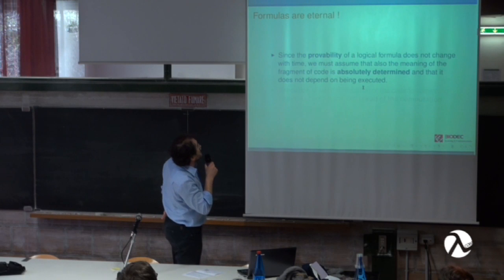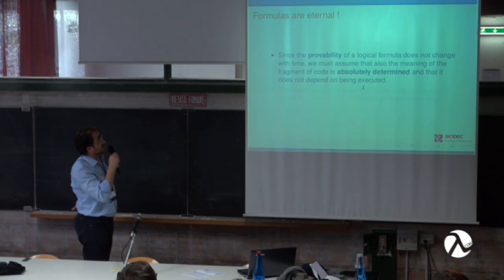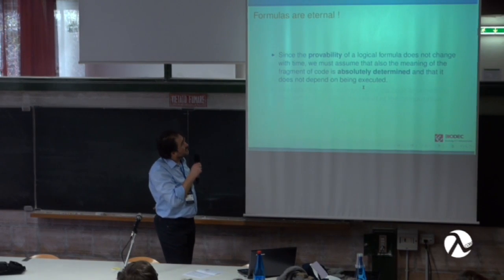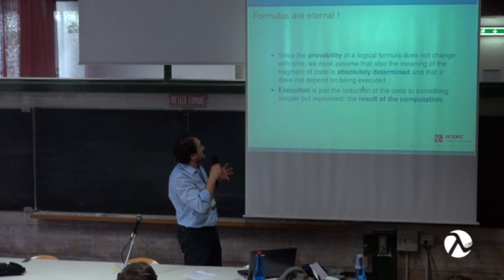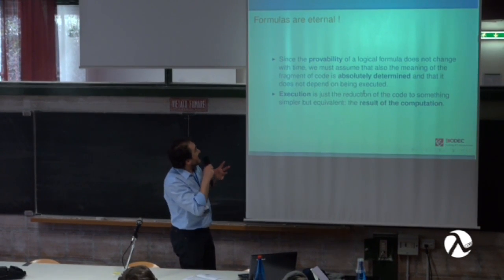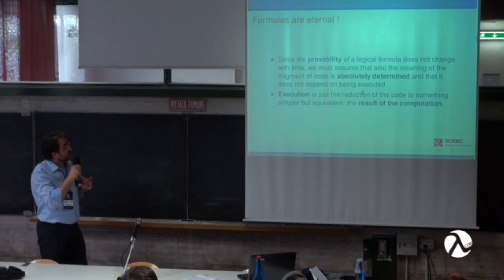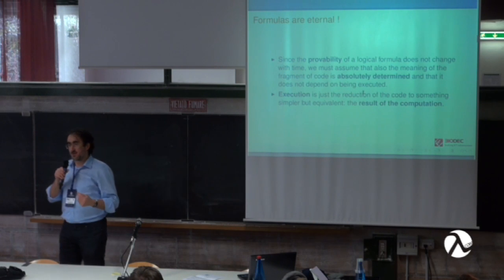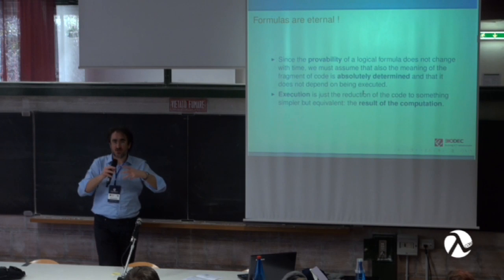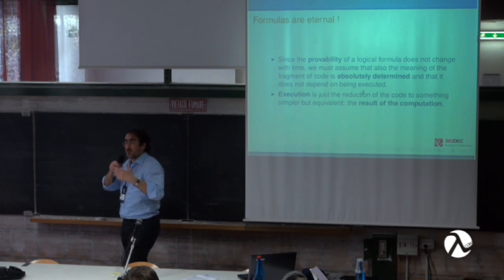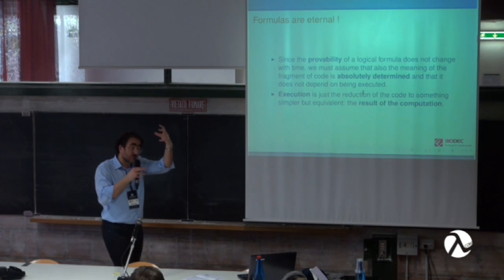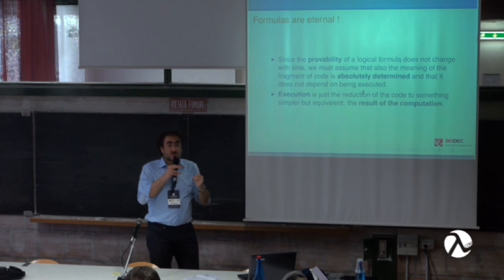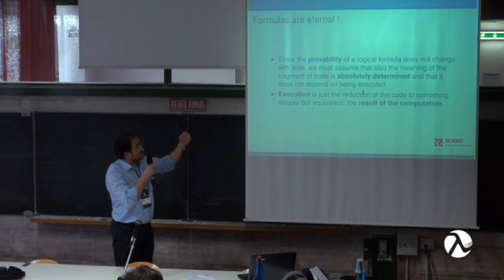Since the truth of a formula is a property that does not depend on time, this means that also the meaning of the code should be absolutely determined by its shape, in a sense. And that execution is just the reduction of the fragment of code to something else, to something simpler, but that basically is equivalent. So we are just writing something complex, which has a complex shape, and then there should be a machinery in the language such that this piece of code gets, technically they say, reduced to something else, which probably is a value, the result of the computation that you are interested in.